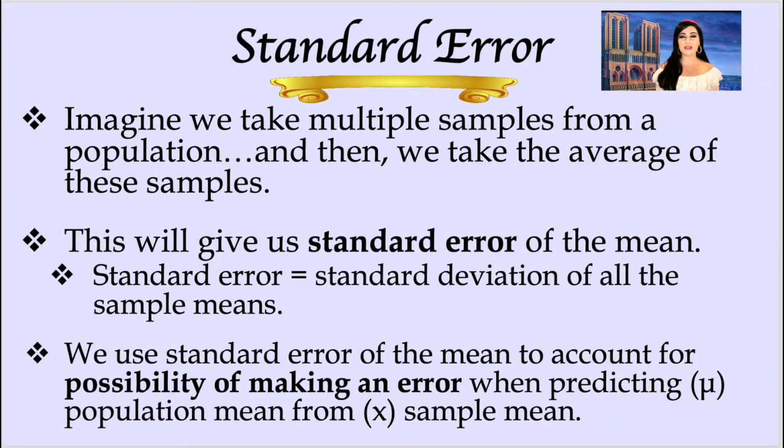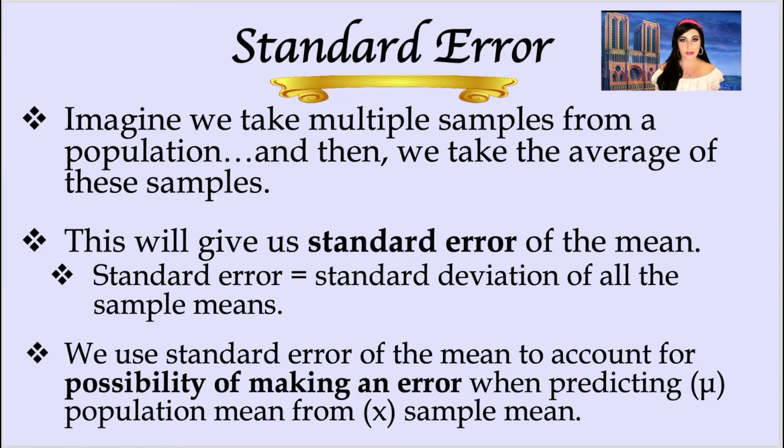Standard error is almost like a relative of standard deviation, and we will use it in the denominator for calculating our t-scores in a couple slides. So let's imagine that we take multiple samples from a population, and then we take the average of those different samples. When we do that, that will give us the standard error of the mean.